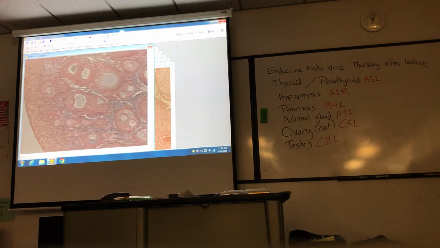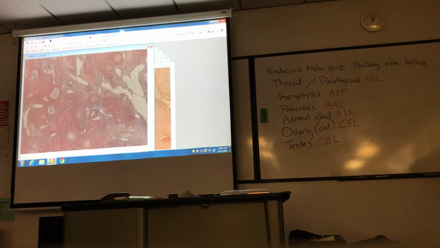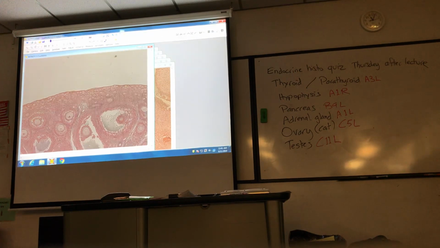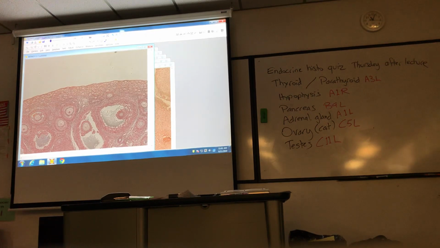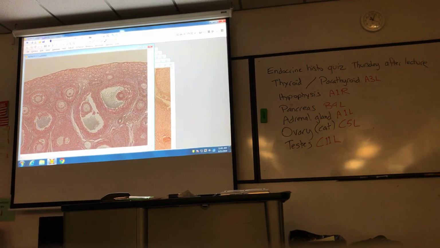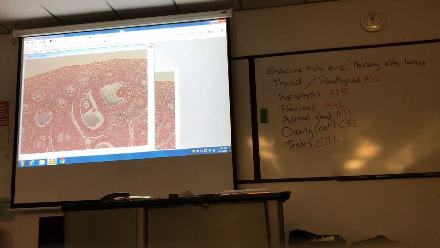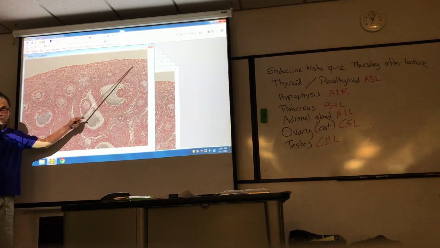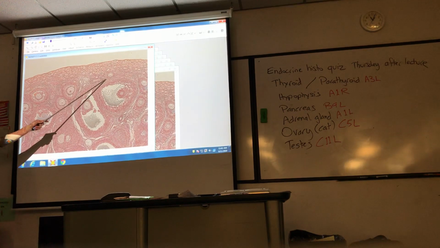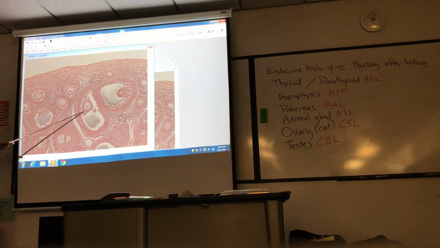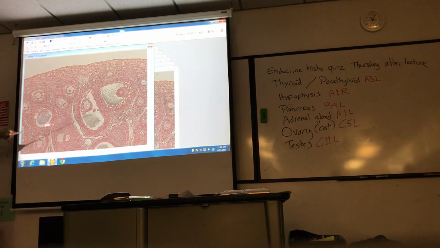Trying to find one with all of them in one shot, but I'm not really finding it. Let me scan around here. That one's pretty good. All right, top edge, all of these. Primordial, very good. What do you think that one is? Primary, very good. What about boom, boom, boom, boom? What do you think all those are? Secondary. And the big one? Yeah, the big one is Graafian. The biggest one from here to here is Graafian.